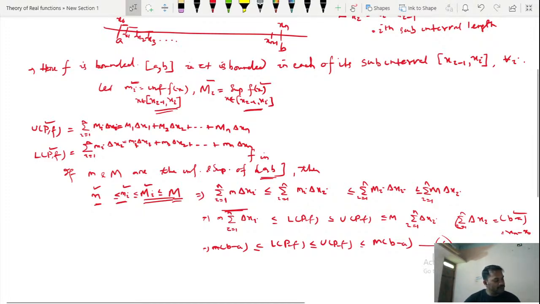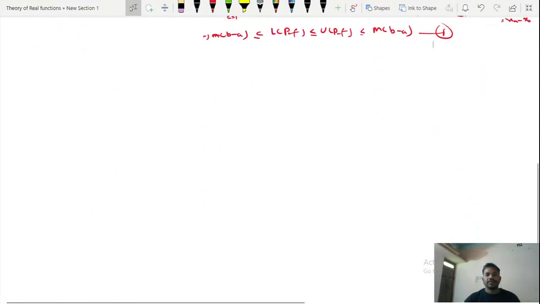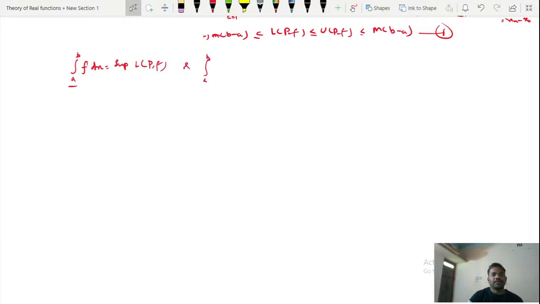And similarly, we also know what our lower Darboux integral and upper Darboux integral are. What is our lower Darboux integral? We know this is our lower Darboux integral of f dx. This is the supremum of LPF, and similarly your upper Darboux integral of f dx is the infimum of UPF.